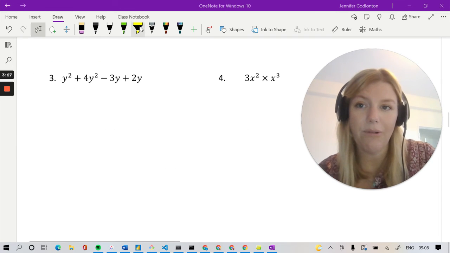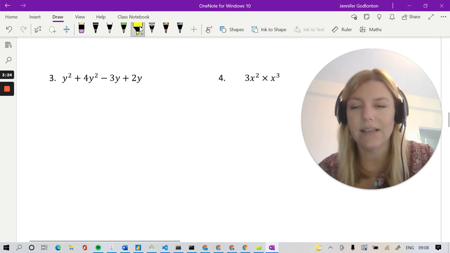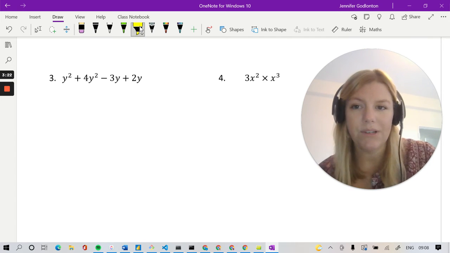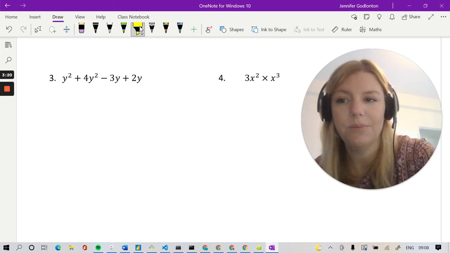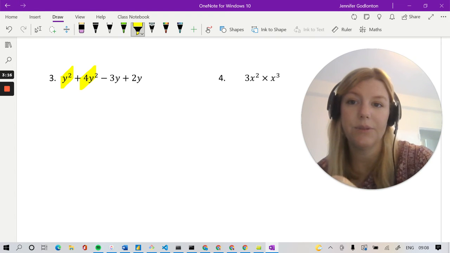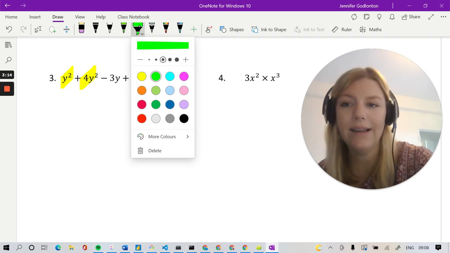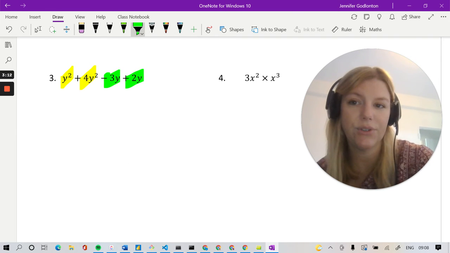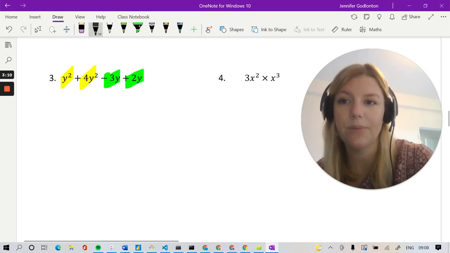So let's say, for example, we were looking at question 3 together and we were chatting about it. The first thing we would want to do is we'd want to link our like terms. So we can see we've got a y squared and a 4y squared, and they are like terms. Then we've got our y's, so we've got negative 3y and plus 2y. Those are our other like terms.